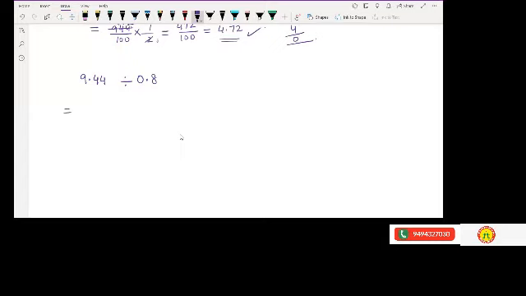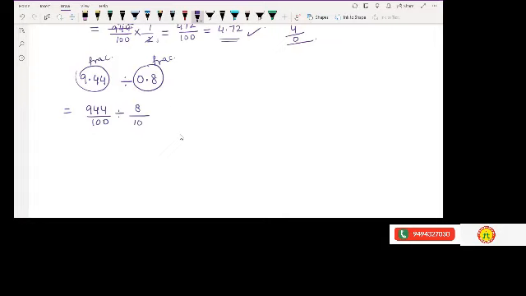See, first I will convert this to fraction form. So when I convert it to fraction form, it becomes like this. Now divide sign in between. Now again I will convert this also to fraction form. How do we do it in fraction form? Just take 8 by 10. Take the number as it is, and whatever number of digits you have after the decimal, you just take that many zeros here. Okay, so 0.8 can be written as 8 by 10.